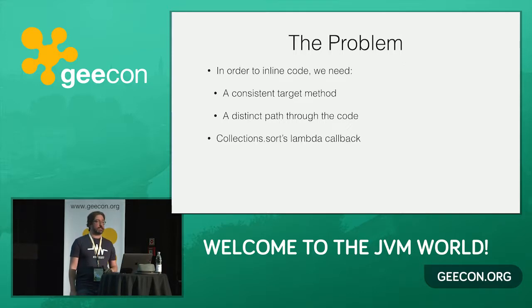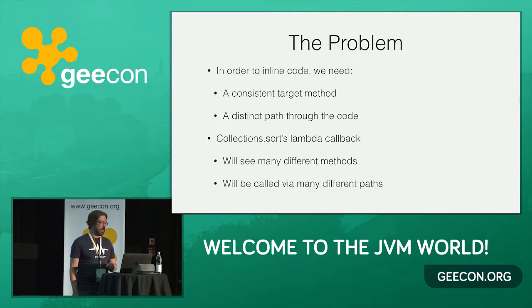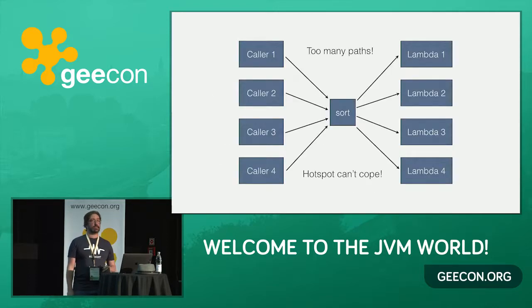And now let's look at collections.sort. Collections.sort has a lambda passed into it, and it calls that lambda as a callback. So we're going to see many different methods. Pretty much every lambda in the system is going through collections.sort, and will be called against lots and lots of different paths. It ends up looking something like this. There's no easy way for HotSpot today to optimize sort for all of these different call sites, for all these different callers and lambdas. There's no way that it can say this path always goes to this particular lambda call.